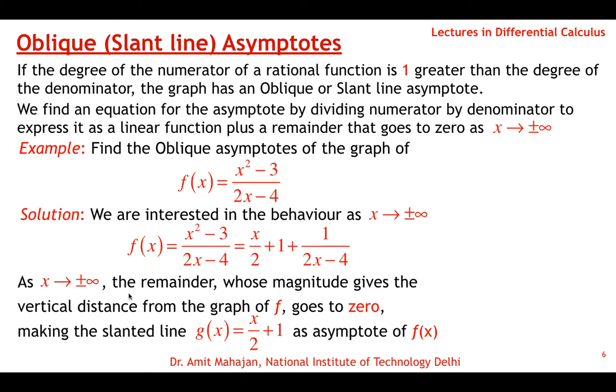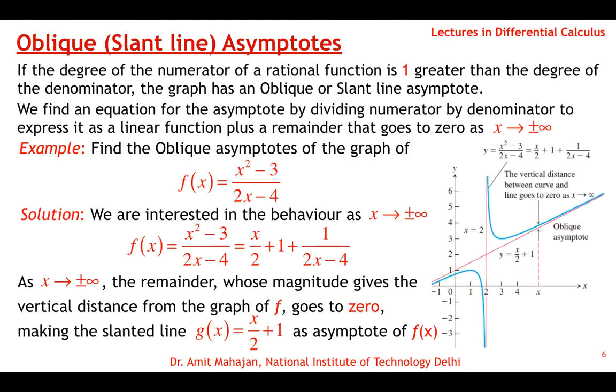As x goes to plus infinity or minus infinity, the remainder goes to 0, so the function y equals x/2 plus 1, or you can write it as g(x) equals x/2 plus 1, this linear function becomes the asymptote of the curve, the graph of f(x). If I draw the function f(x) equals x squared minus 3 over 2x minus 4, these blue curves are the graph, and it has this slant asymptote with equation y equals x/2 plus 1.